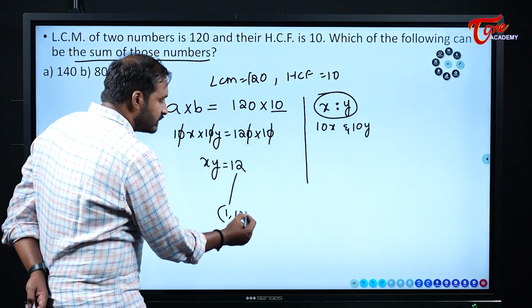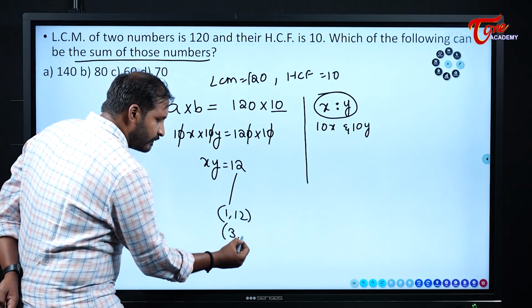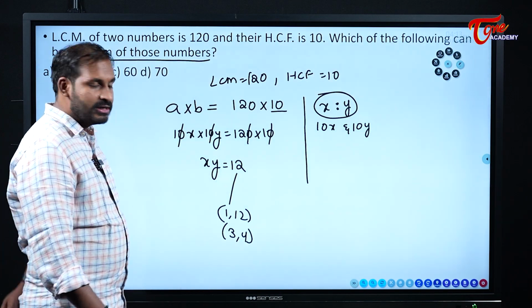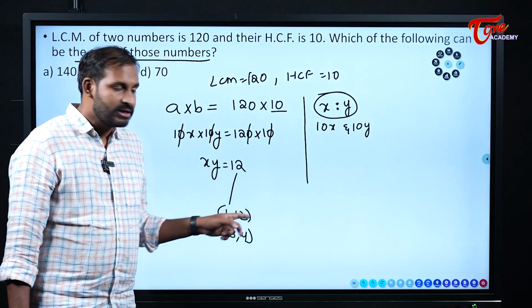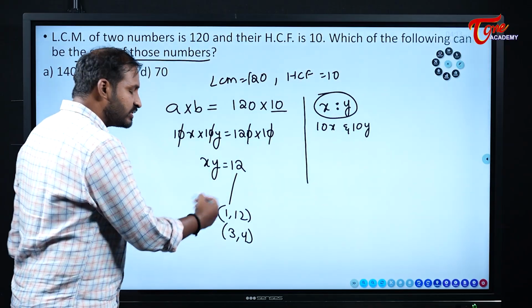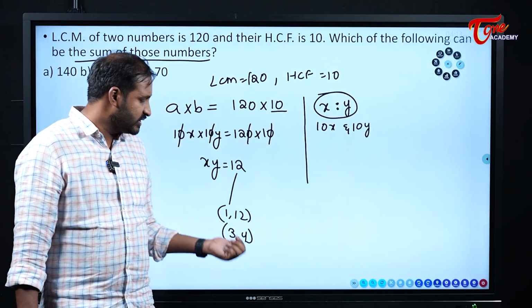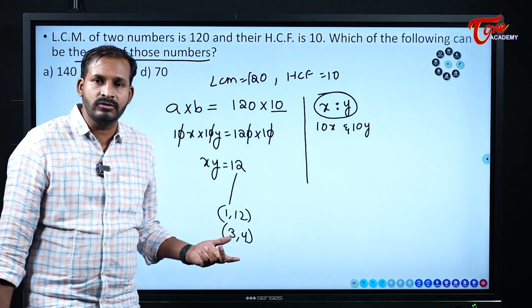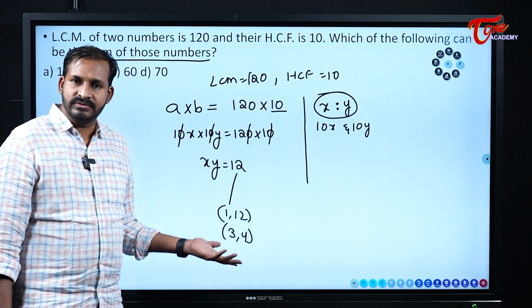1 and 12 is one pair. Good. Next pair is 3 and 4. 3 fours are 12, 3 and 4 are co-primes, 1 and 12 are co-primes. And next when it comes to 6 twos, actually 6 twos is 12, but are 6 and 2 co-primes? No, 6 and 2 are not co-primes, so we are not going to take them as our pairs here, right? Only these are the possibilities which we have.